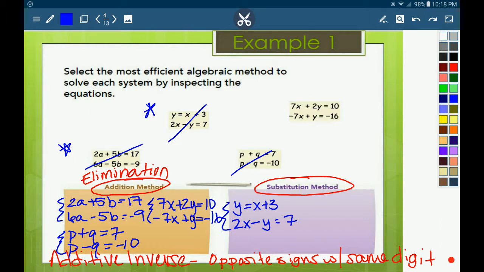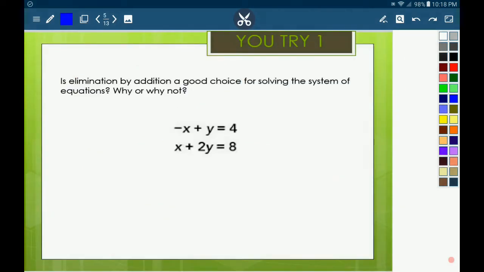So right now, all I want you to do is identify, based on what we talked about, which method would be used best on this system. Go ahead and give this one a try.